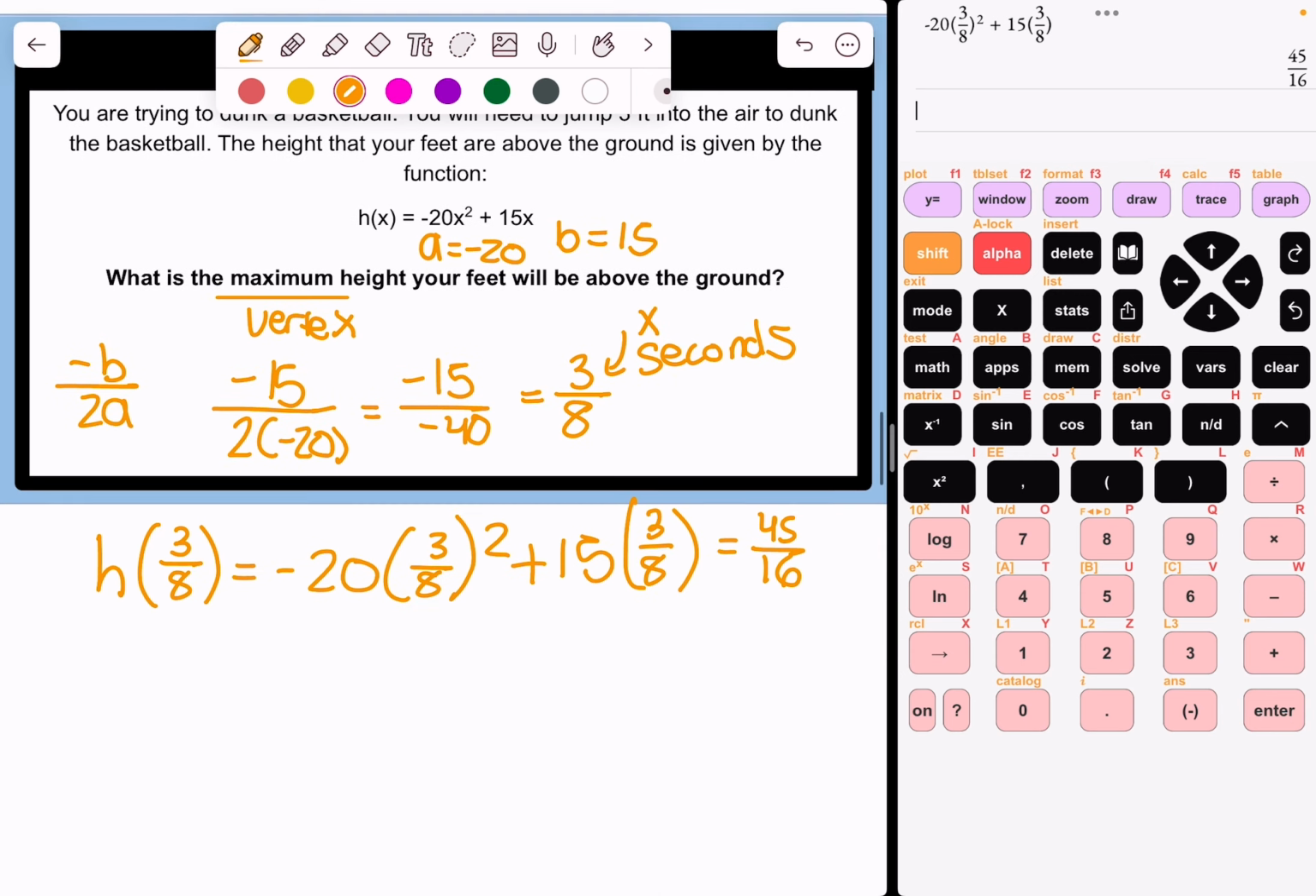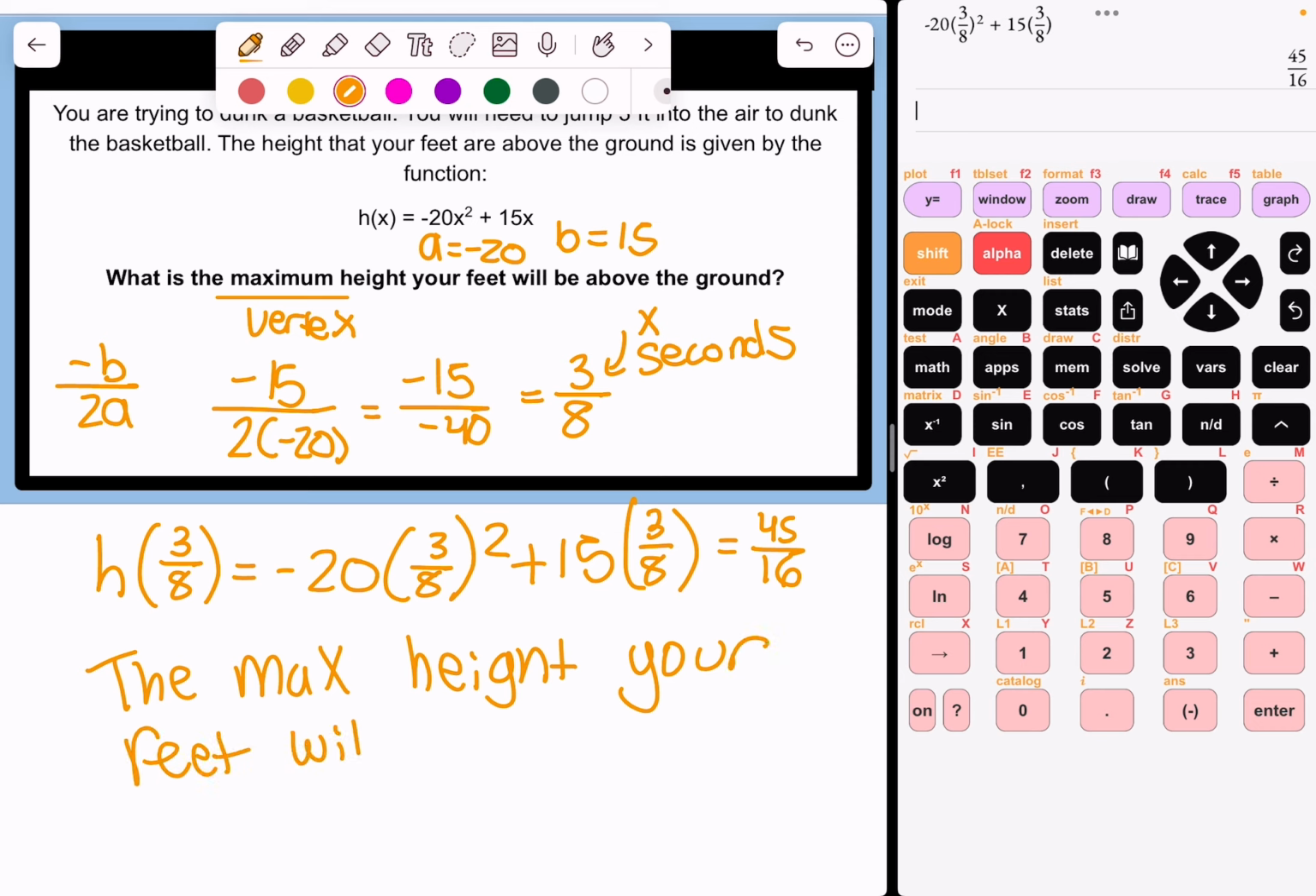So a sentence we could write is the max height your feet will be above ground is 45 over 16. Good. Let's look at the next question.